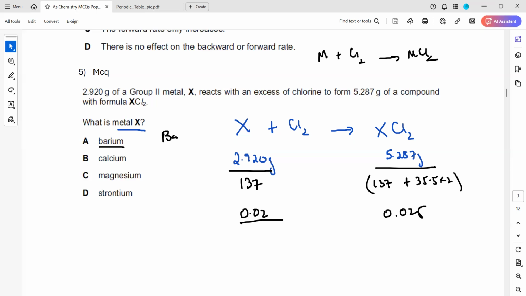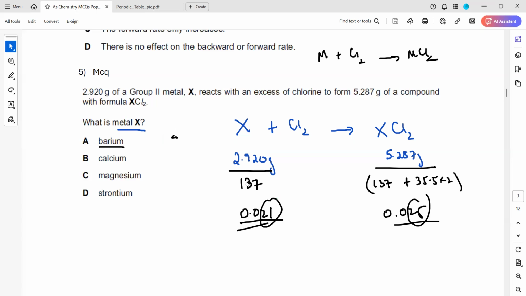If you see the number difference, this is 0.21 and this is 0.25. So there is a difference between them. So it means it's not barium. If the difference was there, then it should be very small, but 0.21 and 0.25 are not the same. That's why it cannot be the first option.